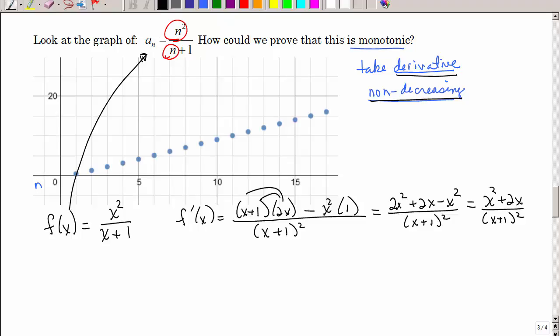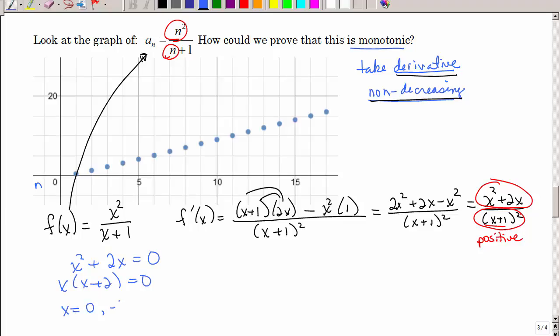So how can we prove that? Well, first of all, we know the denominator is always positive. Doesn't matter what x is, put it in there, add 1, square it, you're going to get a positive. But what about that numerator? Is that always positive? Well, I don't think so. If we set this equal to 0, like we did in Cal 1, and find our critical values, we get x is 0 and -2.